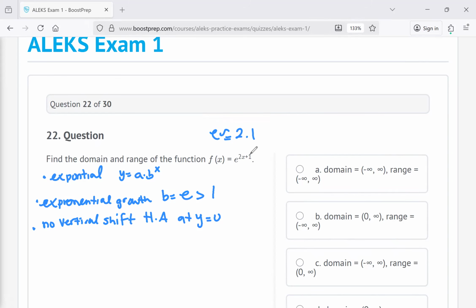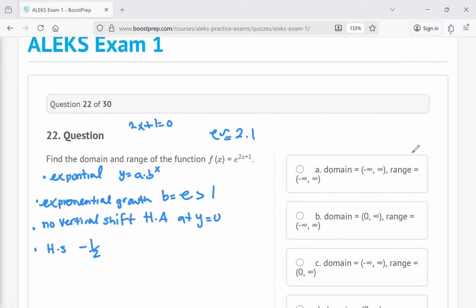And then this 2x plus 1 doesn't really matter because we don't have to graph it completely nicely. But that 2x plus 1 is a horizontal shift of negative 1/2, right? And how do I know? It's because you set the 2x plus 1 to 0 and then solve for x. Okay.